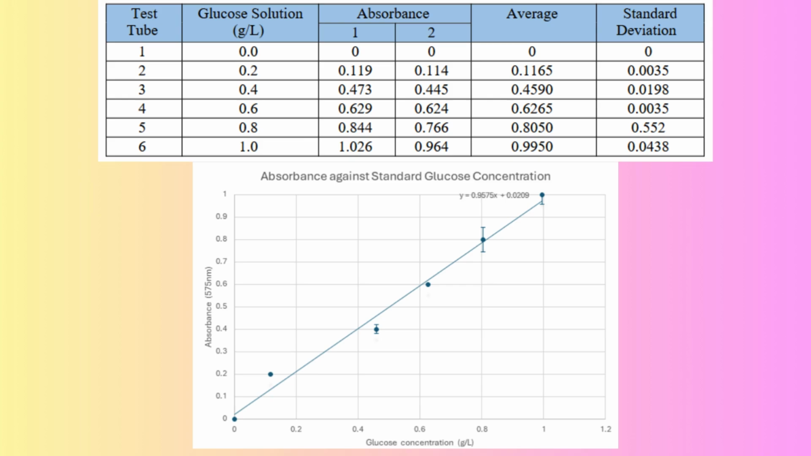The plotted graph of absorbance versus glucose concentration shows an excellent fit to a linear model, described by the regression equation y equals 0.95758 plus 0.0209, with an R squared value of 0.9986. This indicates that nearly all the variability in absorbance is explained by the glucose concentration, confirming the sensitivity and precision of the DNS method across the 0.0 to 1.0 gram per liter range.